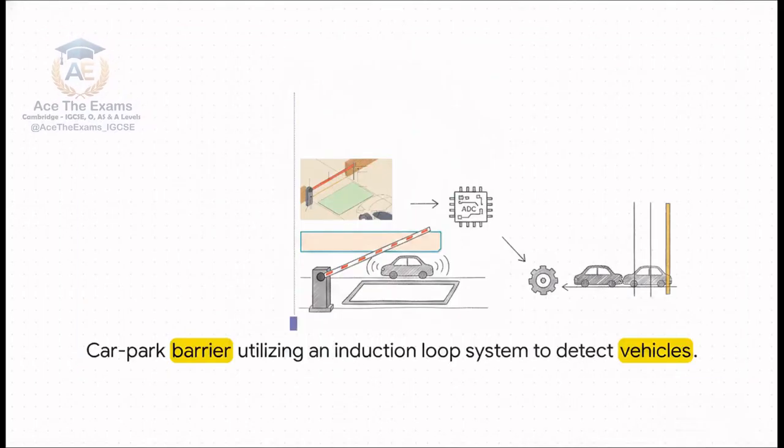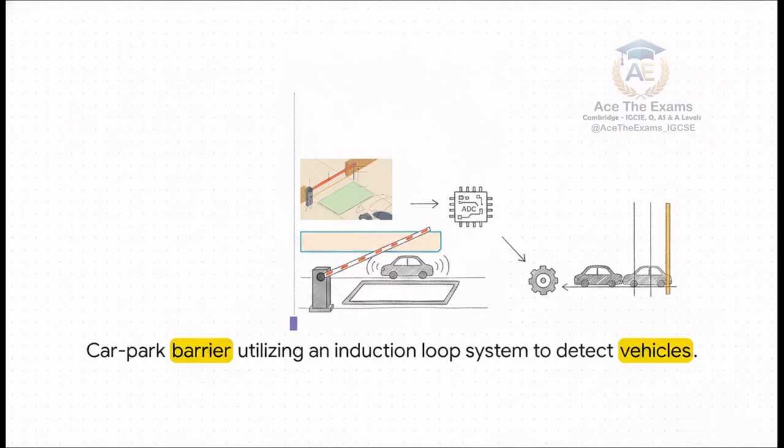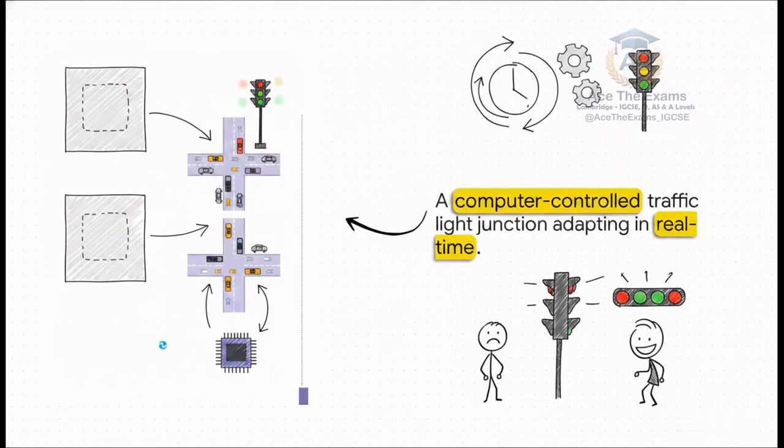Those induction loops we just mentioned? They're also the secret behind everyday car park barriers. The metal of your car triggers a change in inductance. The ADC digitizes this, the microprocessor detects the change, and then sends a signal to the motor actuator to lift the arm. A light sensor then takes over to ensure the barrier stays up until your vehicle entirely clears the beam. Traffic lights use these exact same loops to count vehicles.